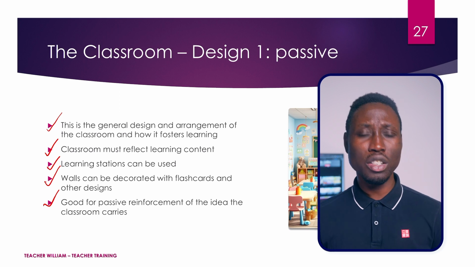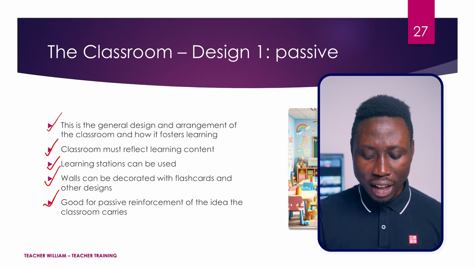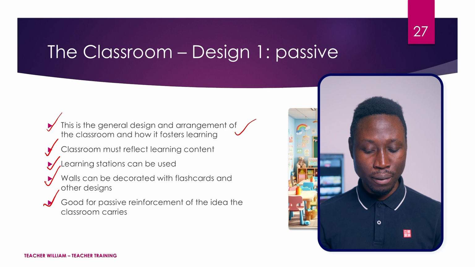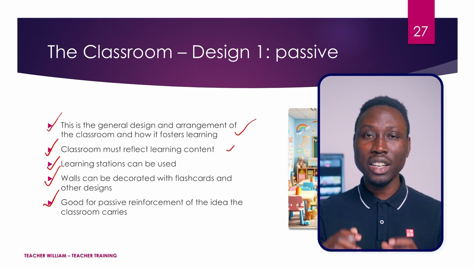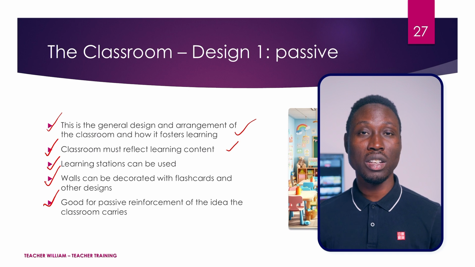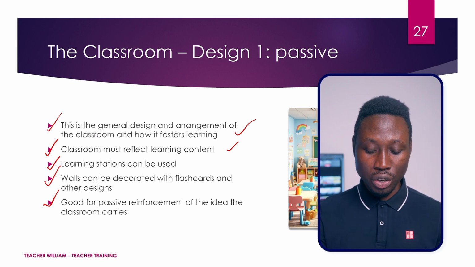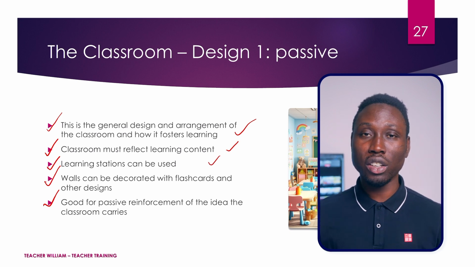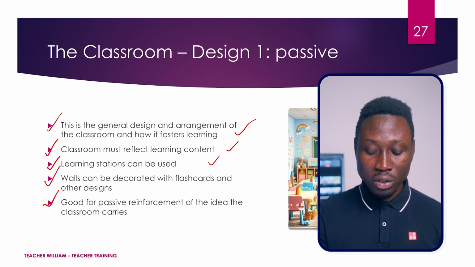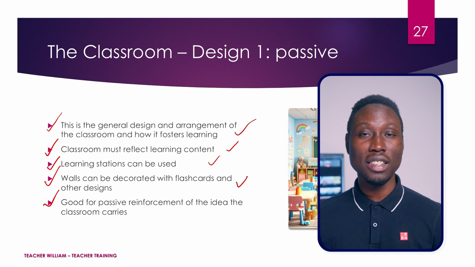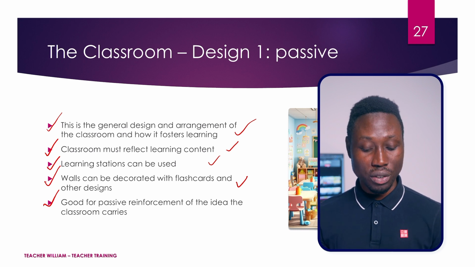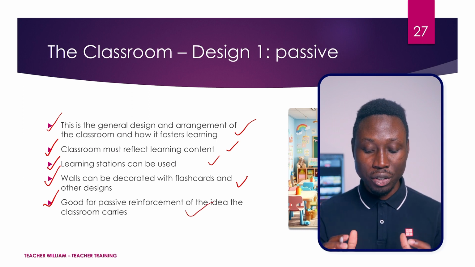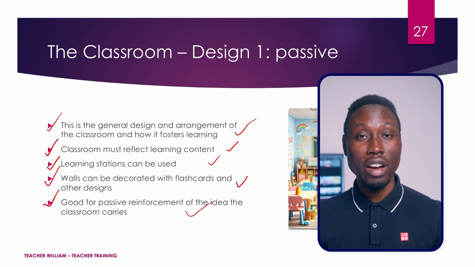So let's just go over this. Let's do a quick summary. We are saying that it's how you design and arrange the classroom to give the kids the impression that English is important. It's also that you must let it reflect content that you are learning within the semester. You can put it all over the wall. You could also put learning stations with flashcards, with toys, with items that reflect English in itself. Also, the walls can be decorated with flashcards and other designs that reflect the English language. And finally, the whole idea behind doing this is for passive reinforcement of the idea that the learning environment carries.